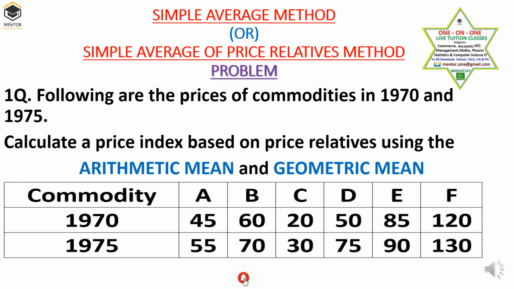Let's see a simple problem based on simple average of price relative. The following are the prices of commodities in 1970 and 1975. Calculate the price index based on price relative using arithmetic mean as well as geometric mean. Commodities A to F are given with 1970 and 1975 data. Here 1970 is our base year, 1975 is our current year. Now we have to solve this problem. So let's start.